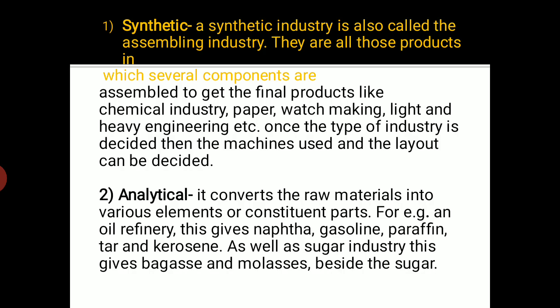The number 2 it tells us about the analytical industry. That means it's altogether a different type. Now what happens here? It converts the raw materials into various elements or constituent product. For example, an oil refinery. Now these gives naphtha, gasoline, paraffin, tar and kerosene at a time, right? As well as it is sugar industry that gives the bagasse, the molasses besides the sugar.